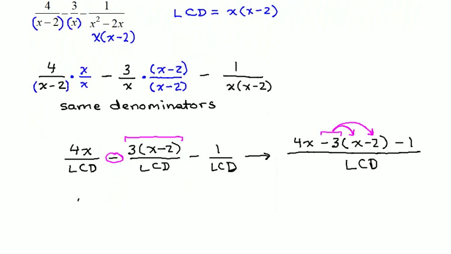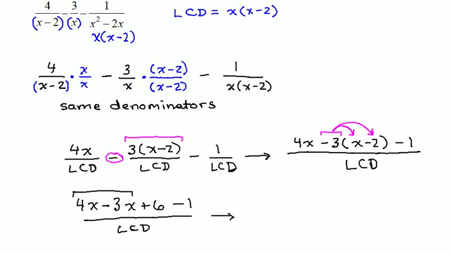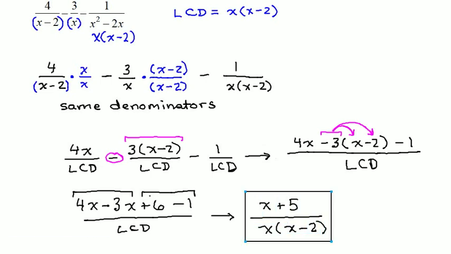Okay, so in my next step I then have 4x minus 3x plus 6 minus 1, all over the LCD. Combining like terms, 4x minus 3x and plus 6 minus 1, that becomes x plus 5. Right now is the best time to put that LCD back into my answer, x times x minus 2. I see that there aren't any common factors, so I will go ahead and box this as my final answer.